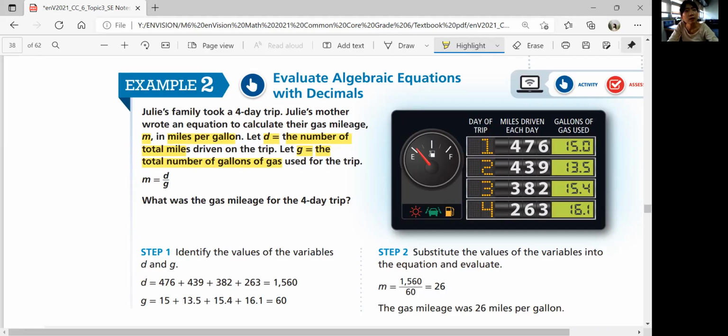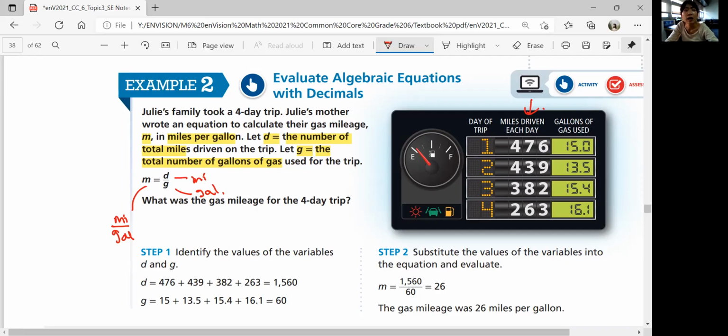So you can write an equation like M is equal to D over G. M is miles per gallon, D is miles, G is in gallons, right? So the units make sense too. What was the gas mileage for the 4-day trip? Miles driven each day. Is that an M, D, or G?